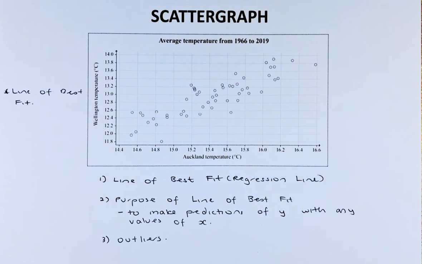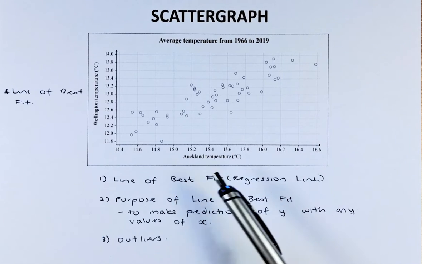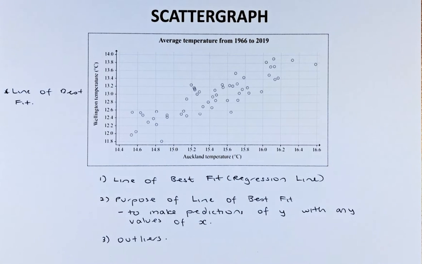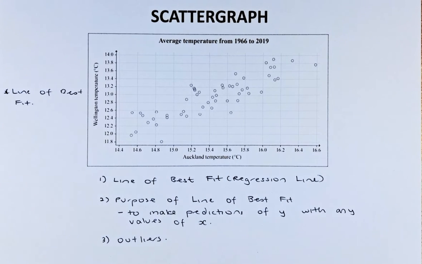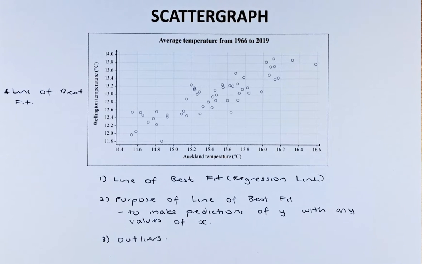This graph was obtained from the 2022 Charts and Data question. This is the average temperature from 1966 to 2019. So there will be years of Auckland temperature as well as Wellington temperature. So we are going to compare the relationship between the Auckland temperature and the Wellington temperature.